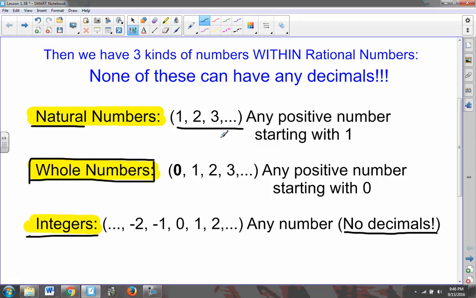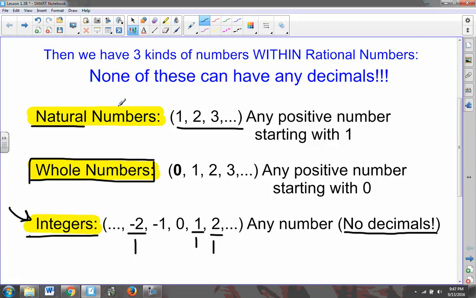Okay. So these three sets of numbers are within rational numbers because we know that we could actually write any of these numbers as fractions, right? If I want to take any integer, for example, down here, and I want to write it as a fraction, all I have to do is put it over 1. Now it's a fraction. So yes, this most certainly is a rational number. This is a rational number because I can put them all over 1 and make them into fractions.